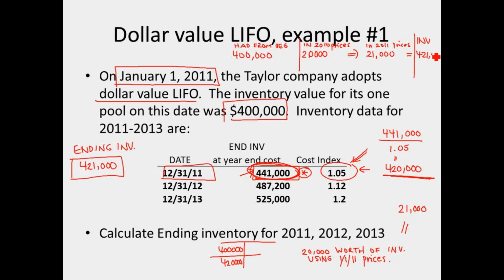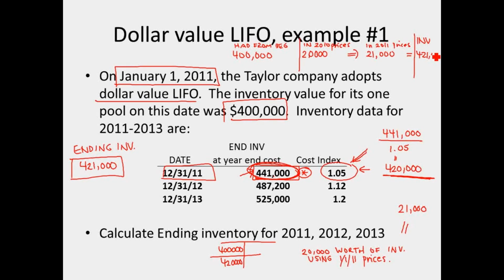Okay. What's the ask now? How do I get 21,000? Okay. So, first, I want to take this number and convert it to base year prices. When I did that conversion, I got 420. Now that 420 is just saying if I had bought all of the inventory that I currently have right now in 2010, sometime before the beginning of the year, it would have cost me 420.